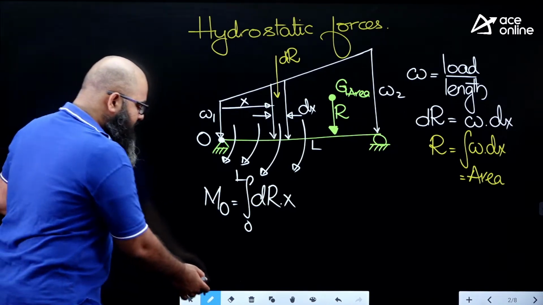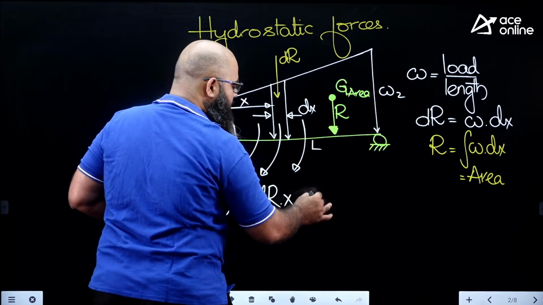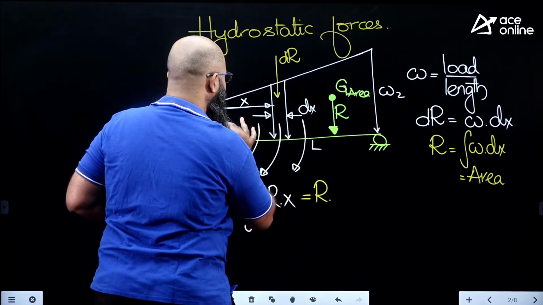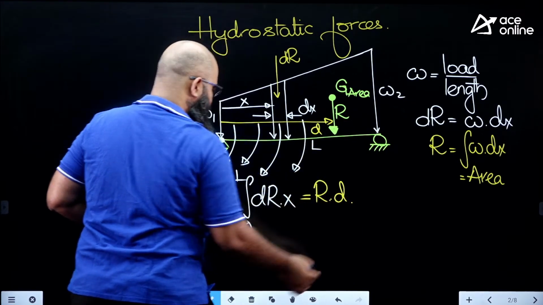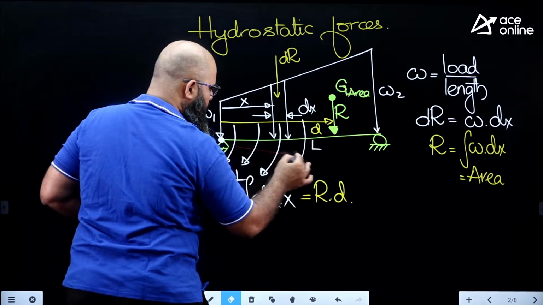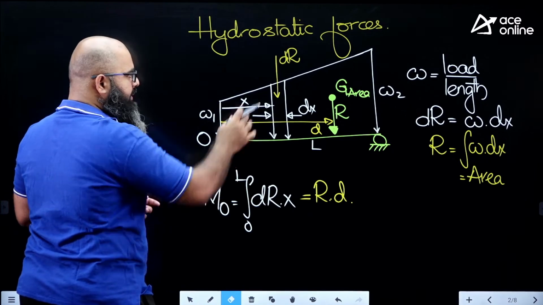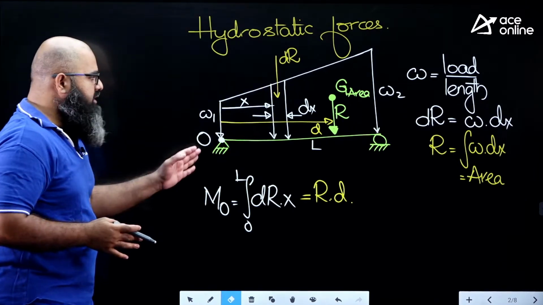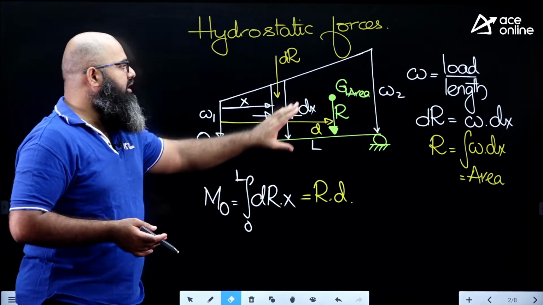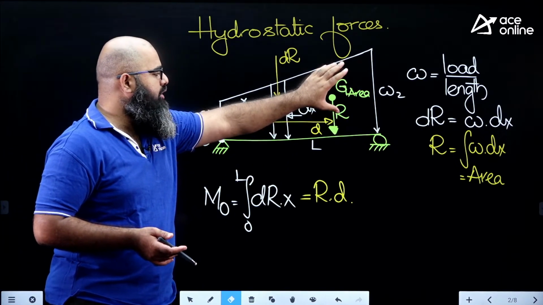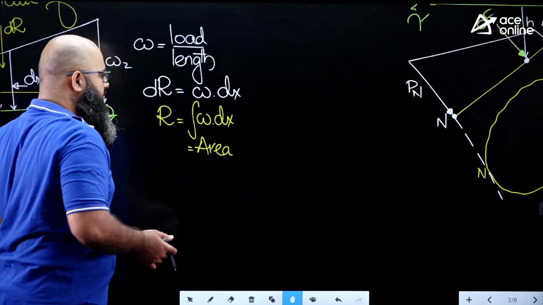Now according to Varignon's theorem, this moment must also be equal to the moment of the resultant. So let us say it is equal to resultant times d, where the resultant is located at some distance d. According to Varignon's theorem, the net moment by virtue of all the dFs must be equal to the moment of the resultant also. Using this idea, we get that the net force is supposed to pass through the centroid of this particular area. Something similar is happening over here as well.